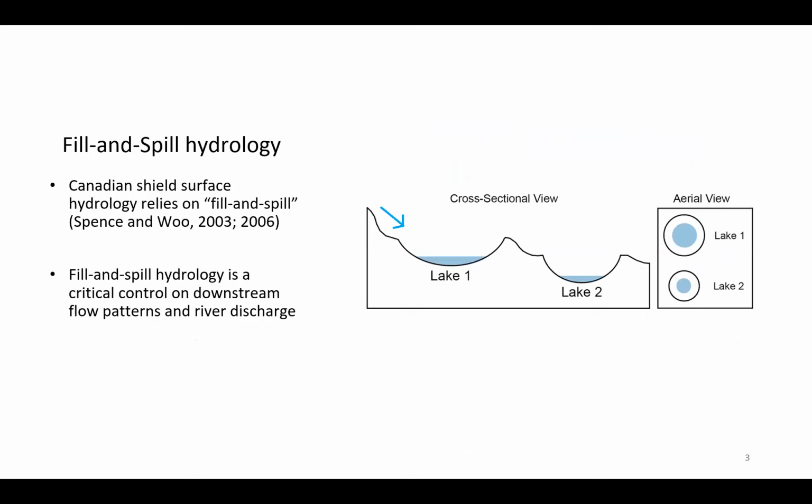Canadian Shield surface hydrology relies on fill and spill hydrology, and it is a critical control on downstream flow patterns and river discharge. When one lake gets filled, it spills to another lake, and that lake gets filled, and the process continues on.